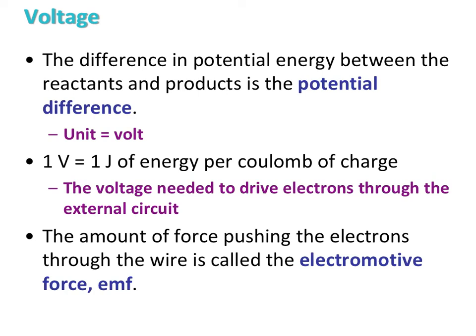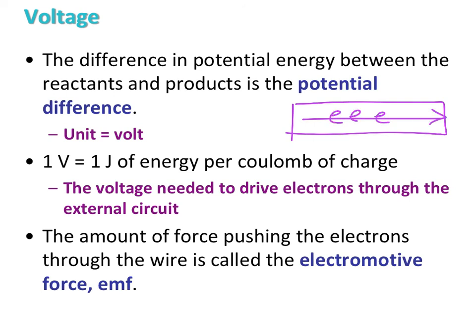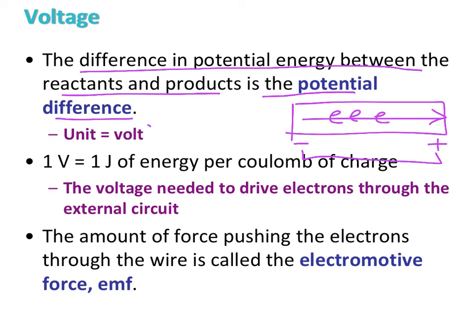Voltage, on the other hand, has to do with the difference in potential energy. Remember at the very beginning, I keep referencing that image where we had the electrons flowing that way. Pretend there's little electrons, and they flow from a negative to a positive. That difference between the negative and the positive always has to do with potential. The difference in potential energy between the reactants and products in a chemical system is the potential difference, and we measure this with a unit of volts.